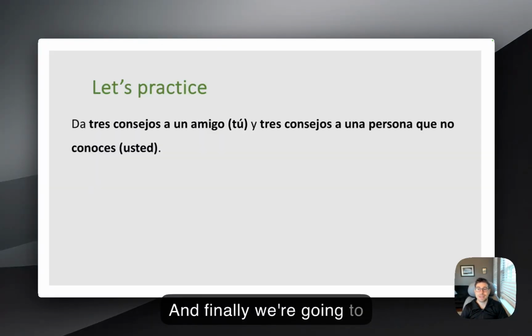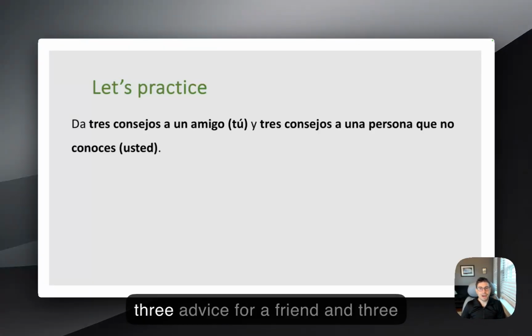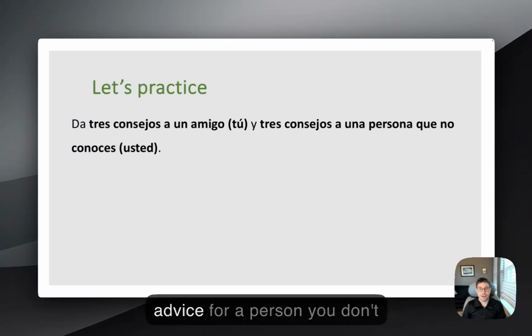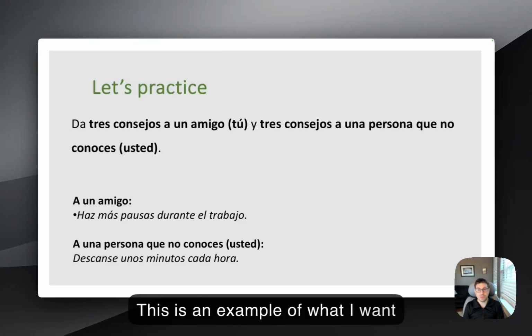And finally, we're going to practice. Da 3 consejos a un amigo con tú y 3 consejos a una persona que no conoces con usted. So I want you to write 3 pieces of advice for a friend and 3 for a person you don't know. So you have to do 3 with formal and 3 with informal commands. This is an example of what I want you to write. A un amigo, haz más pausas durante el trabajo. A una persona que no conoces, so we use usted, descanse unos minutos cada hora.